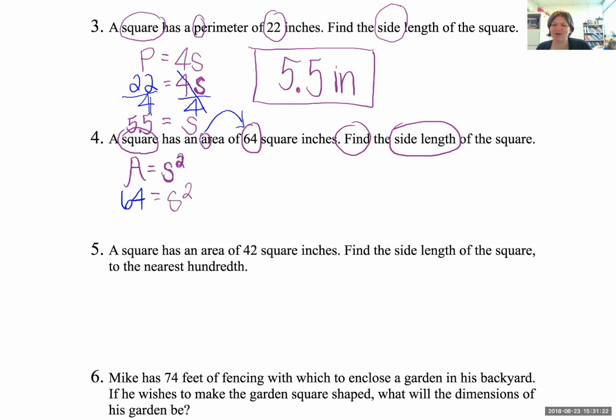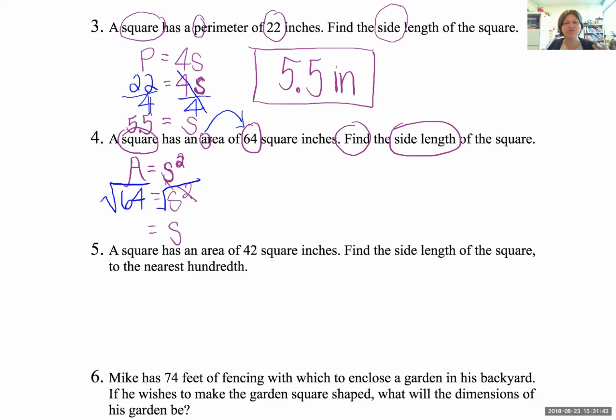Anybody remember what the opposite of square is? Square root. Brilliant. And so I'll take the square root of both sides. The opposite of square is square root, so I'll take the square root of both sides. So square and square root cancel, leaving my S alone on this side just like I wanted. And there's the math to do, the square root of 64.